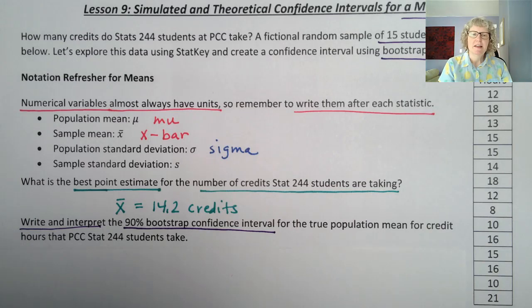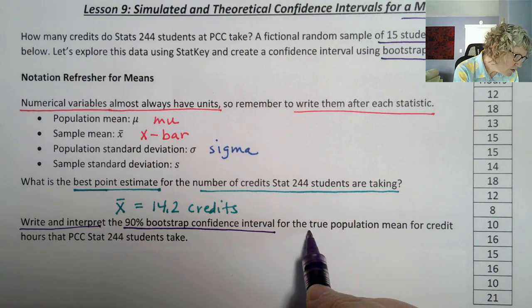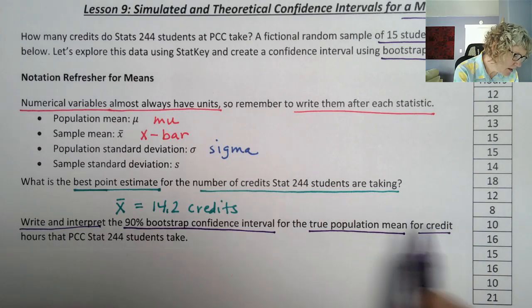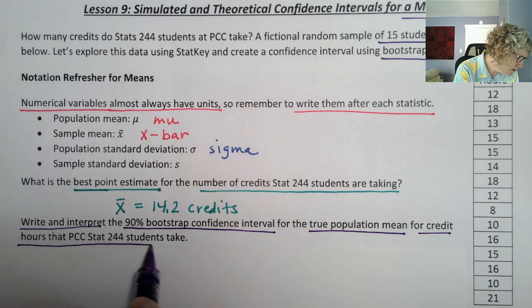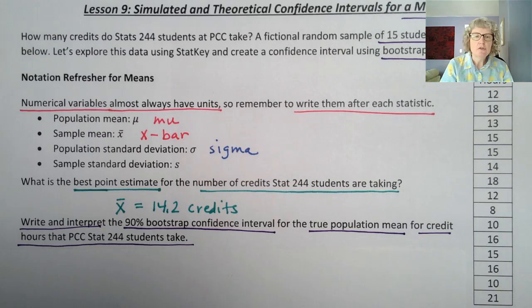or maybe it should be a 90% bootstrap confidence interval, since if you do that repeatedly, you'll get slightly different things. For the true population mean of credit hours that PCC Stat 244 students take. Okay, so let's go over to StatKey for that.